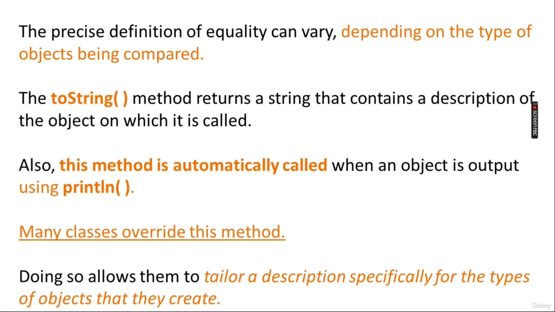Many classes override the toString method. Doing so allows them to tailor the description specifically for the types of objects that they create. So many classes generally override this toString method, and doing so they can define a specific description for the type of object that they are creating.